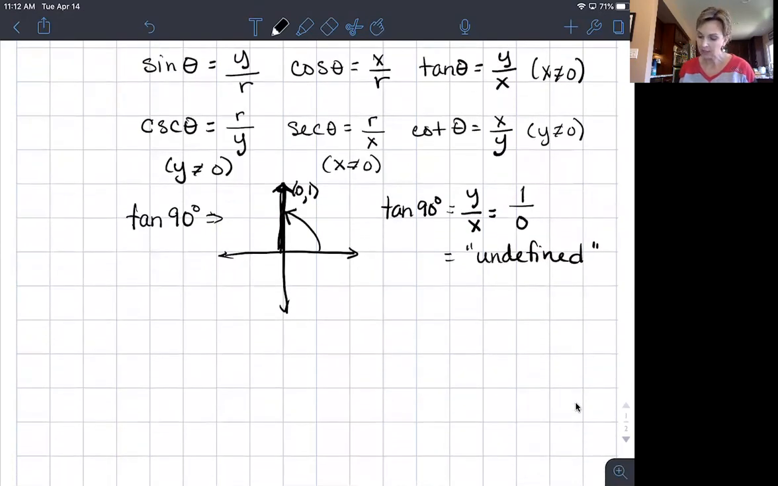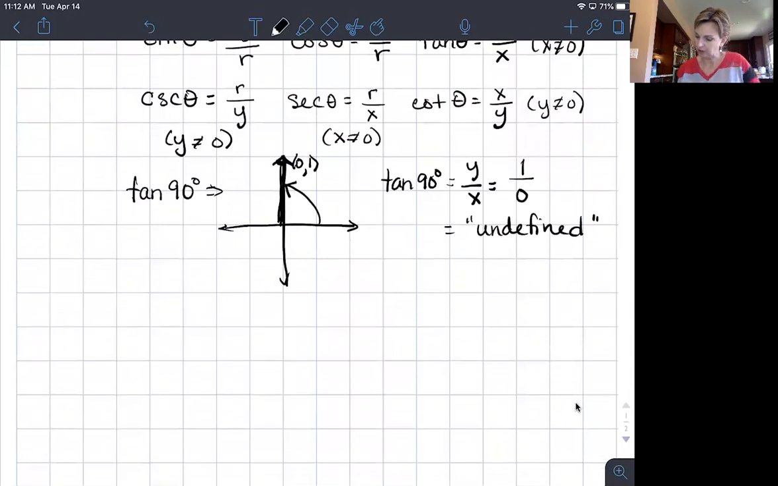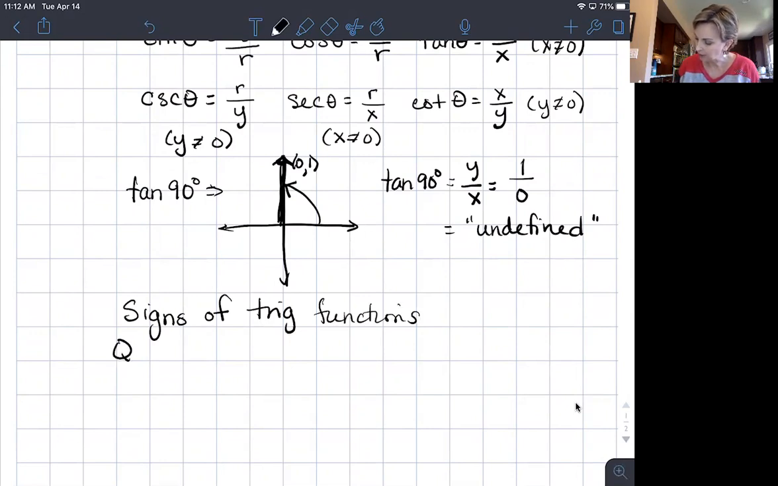Okay, now let's talk about the signs of our trig functions. We have our 4 quadrants, 1, 2, 3, and 4. And in different quadrants, different trig functions are different signs, positive or negative. So let's talk about those, the signs of our trig functions in the different quadrants. In quadrant 1, everything is positive. All trig functions are positive in quadrant 1.